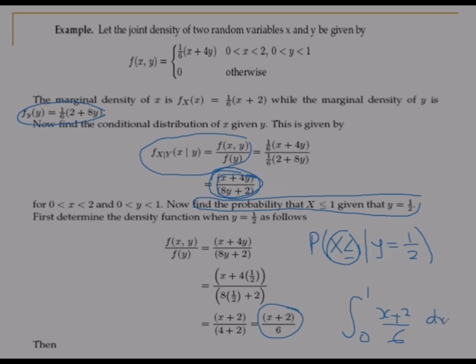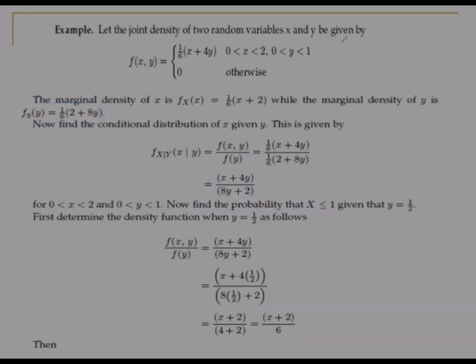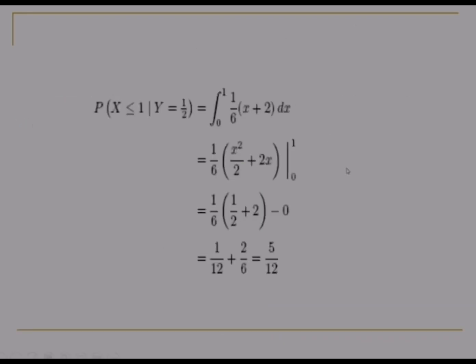So after integrating that, I'm going to plug in 1 and 0, and I'm going to subtract. When I do that, you're going to see the result now. Okay, so finally the result is basically going to be 5 over 12. Okay, so that's exactly what you're going to do.